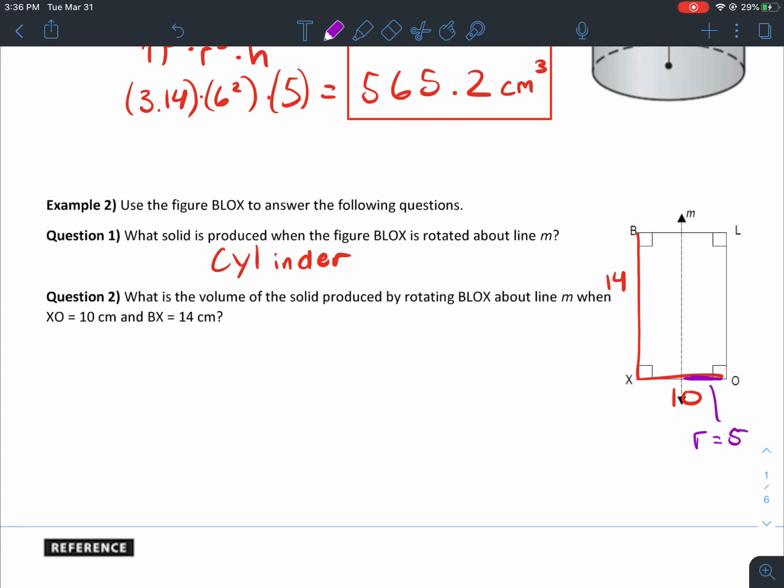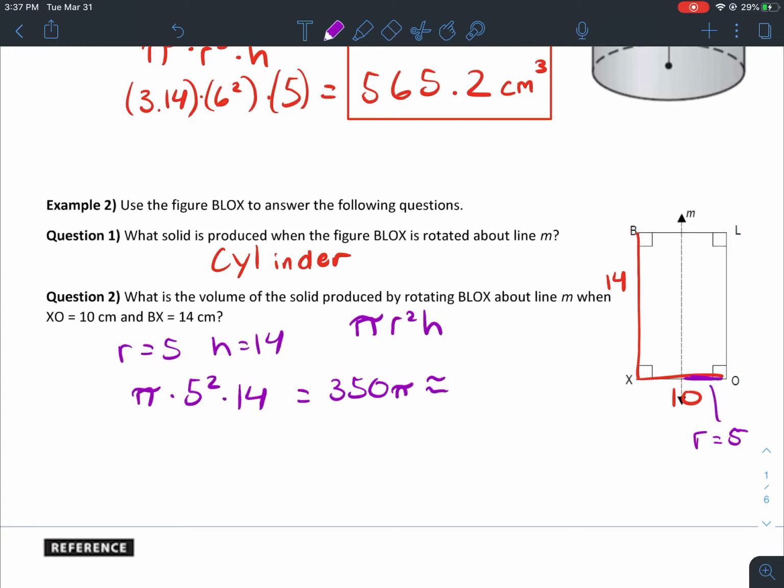And then our height is going to be 14. So we know our radius is 5, height is equal to 14. Now, again, we're going to use our formula, pi radius squared times height. So we have pi times 5 squared times our height. You can go ahead and plug this into your calculator. And when I plugged it in, I got 350 pi for an exact answer.